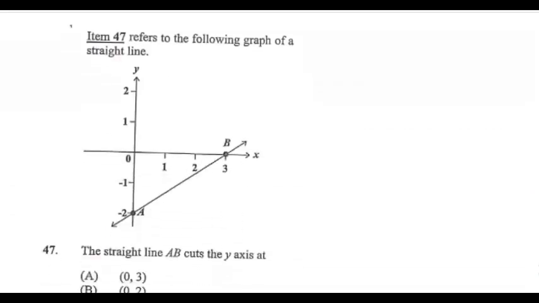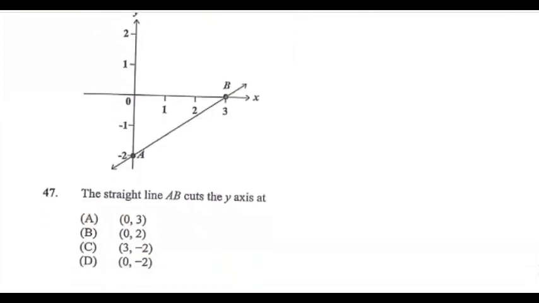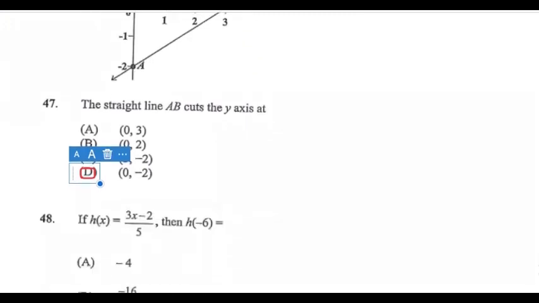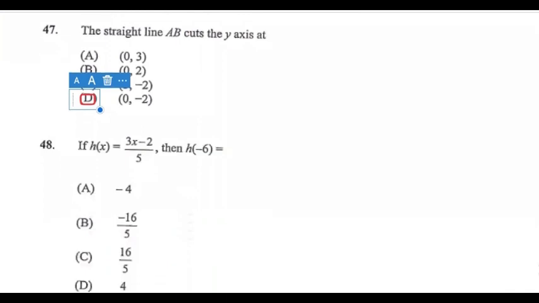47 refers to the following graph of a straight line. The straight line AB cuts the y-axis. So this is our y-axis, this is our x-axis. So we're looking at where the straight line cuts the y-axis. So the coordinates are 0 and -2. So remember, guys, when you're reading coordinates, you always read the x value followed by the y value. So our answer for 47 is D, which is 0, -2. Easy, easy, easy.